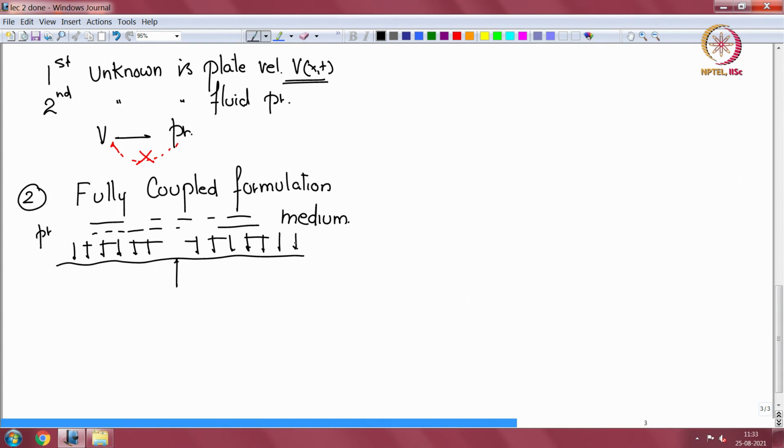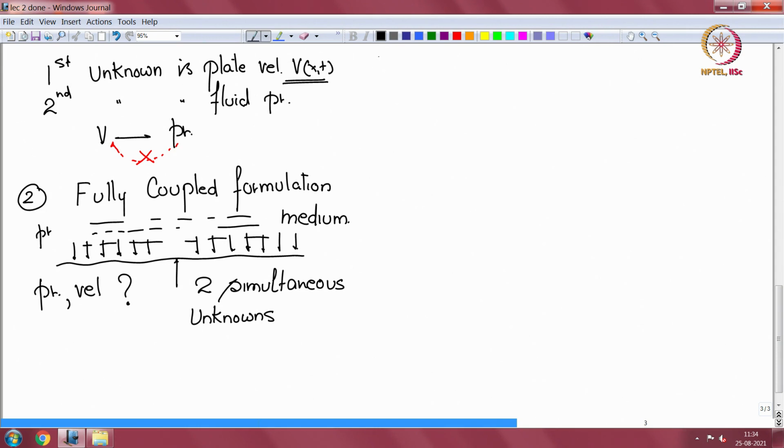So until a steady state is reached, both pressure and velocity of the plate are unknowns. So we have two simultaneous unknowns. Both have to be solved together. So we will be looking at a two-way coupled problem now.